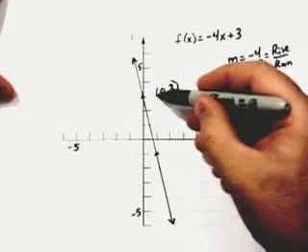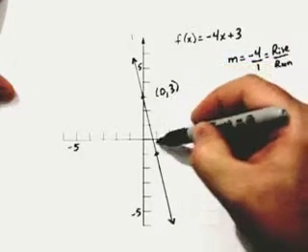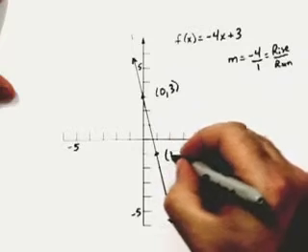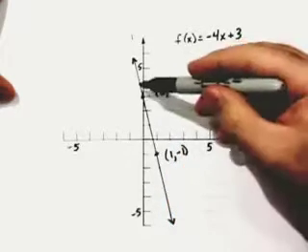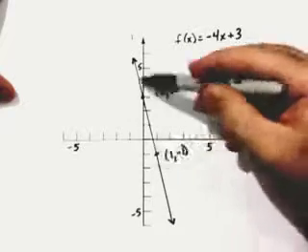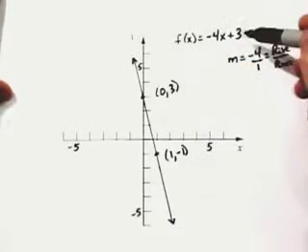Starting at the y-intercept, go to the right 1 unit, down 4 units. We get a second point, 1, negative 1, that's on our graph. We'd connect the 2 points that we've plotted with a straight line to get the graph of our function.